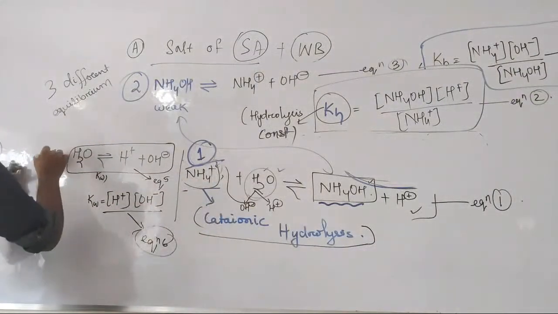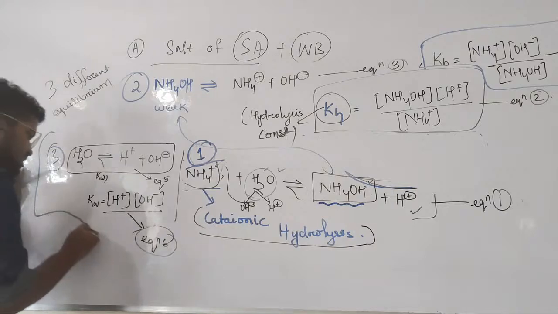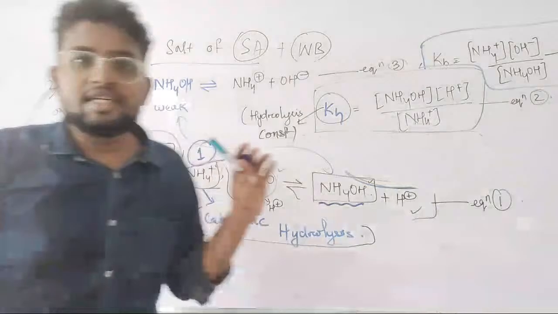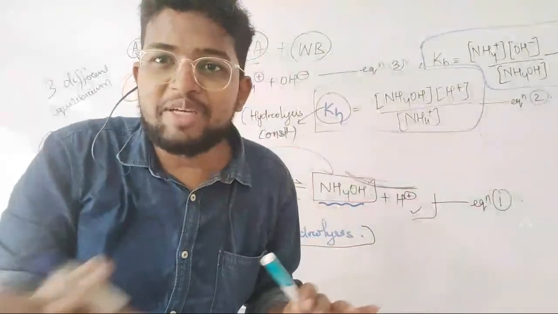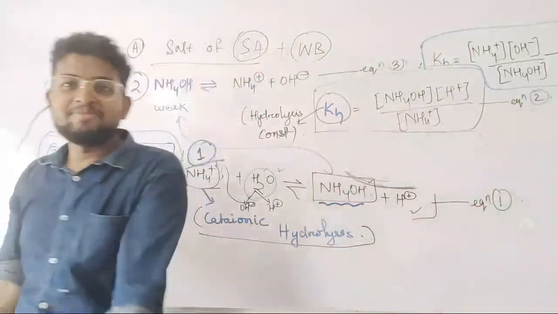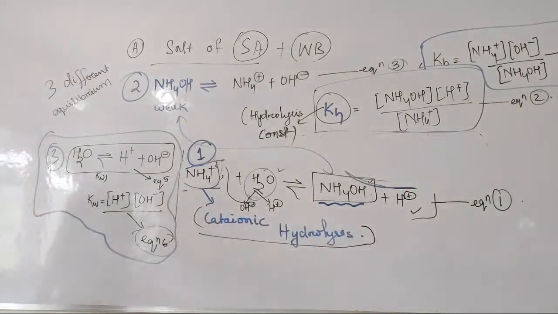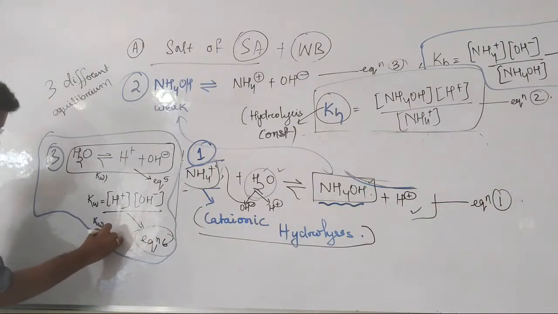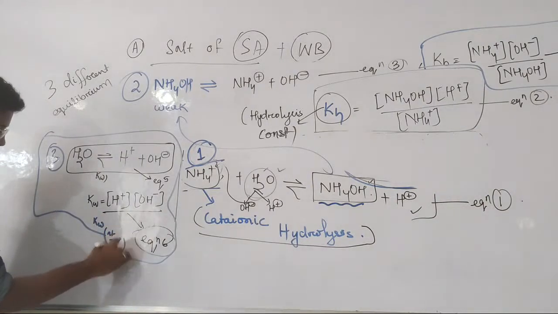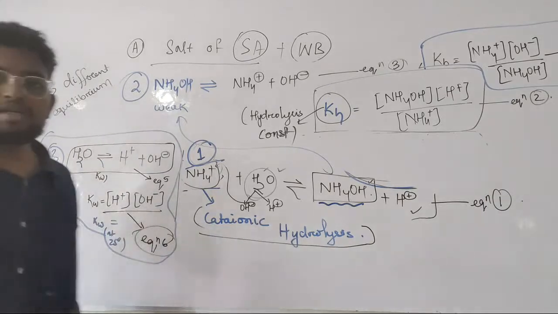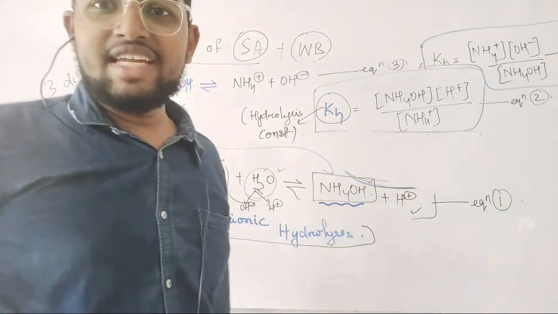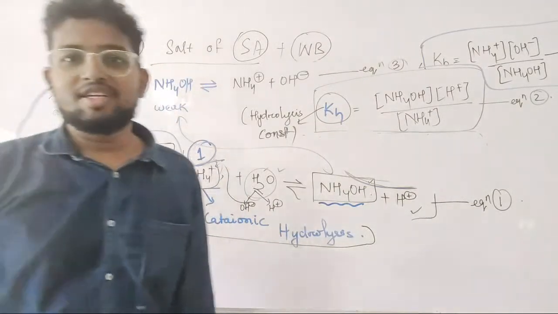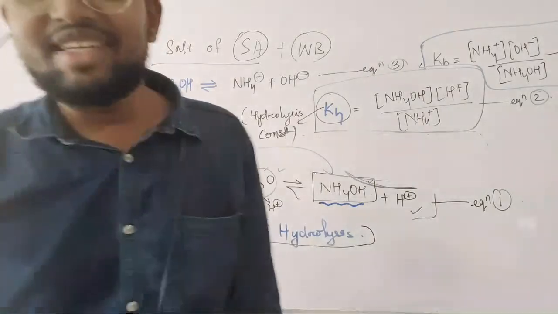Then the third equilibrium in the system is water itself. And we know what is Kw. We know what is Kw at 25 degrees centigrade, right? Can anybody comment it down? What is the value of Kw at 25 degrees centigrade? Can anybody comment it down?